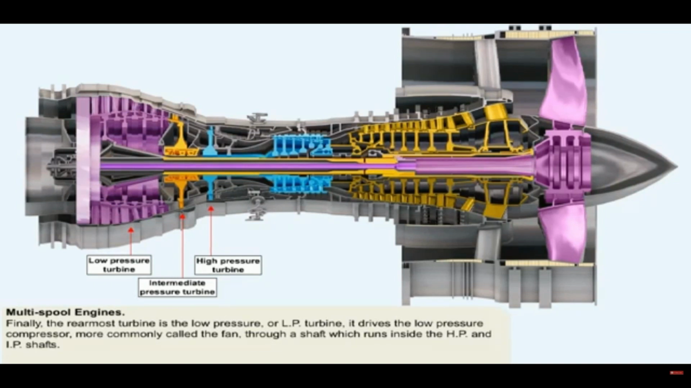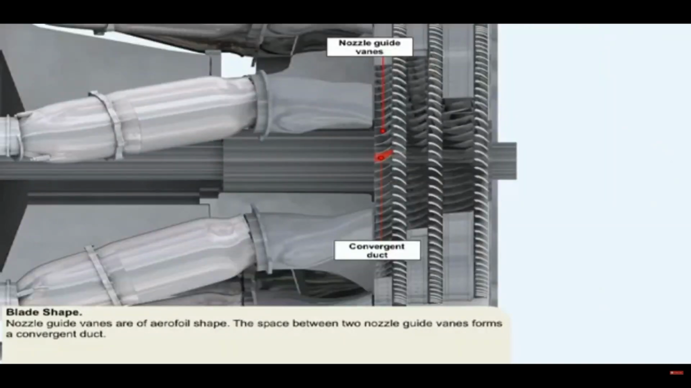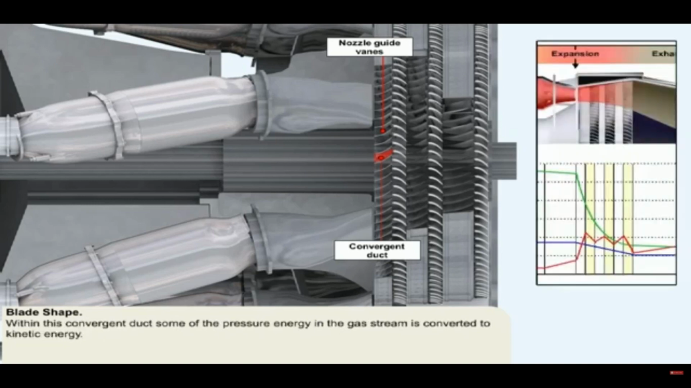Nozzle guide vanes are of aerofoil shape. The space between two nozzle guide vanes forms a convergent duct. Within this convergent duct, some of the potential or pressure energy in the gas stream is converted to kinetic or velocity energy.